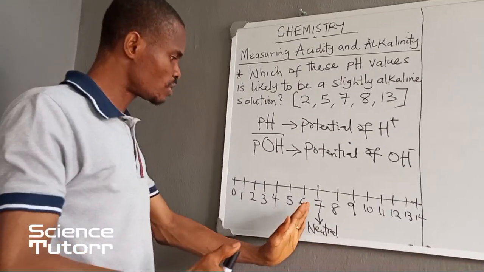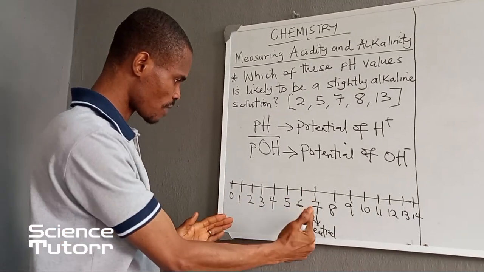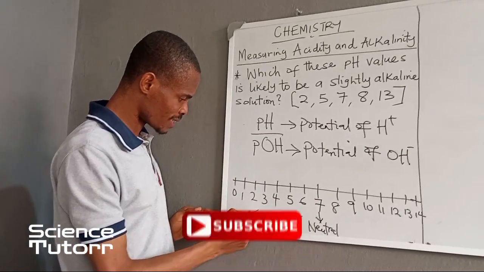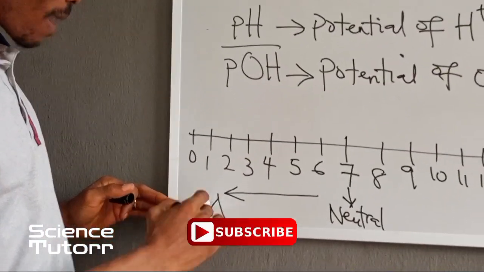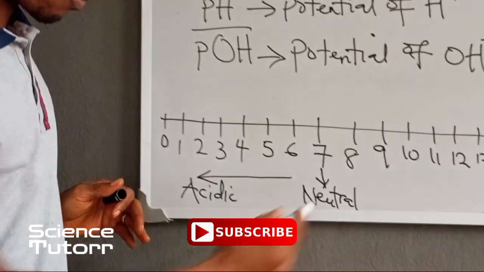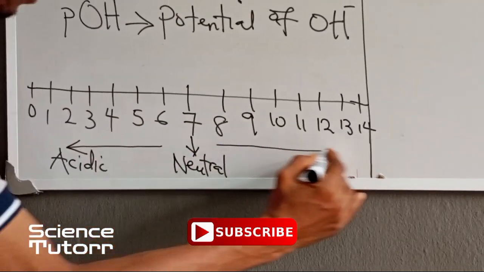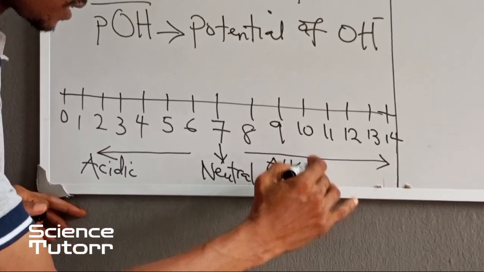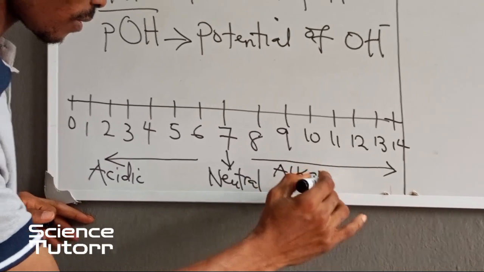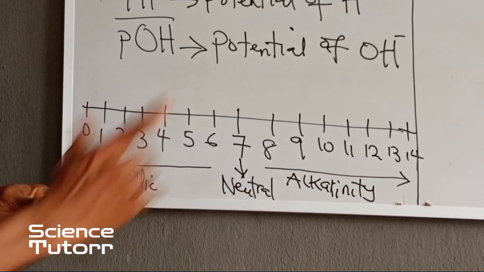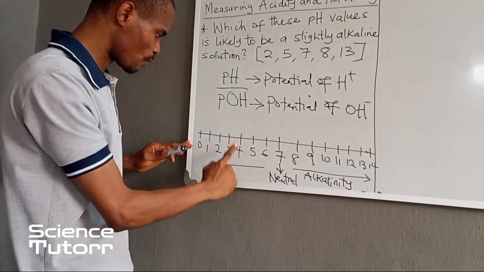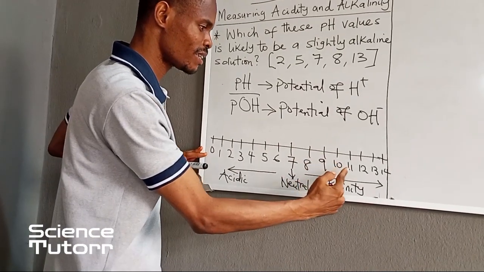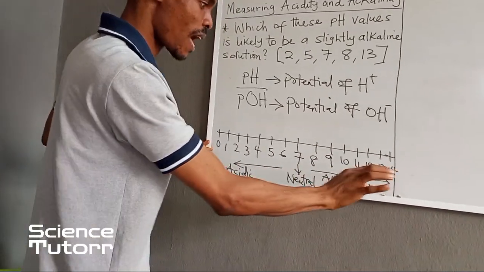Now, numbers ranging below 7, that is from 7, 6, 5, 4, 3, 2, 1, substances that fall in this category, we call them acidic. While numbers that range from 8 to 14, we call them alkaline. So alkalinity falls in this category. Number 7 is neutral. 6, 5, 4, 3, 2, 1 is acidic. While 8, 9, 10, 11, 12, 13, 14 is alkaline.